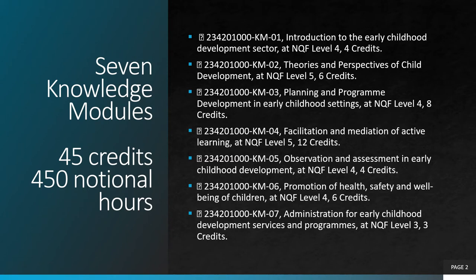The second module, KM2, is going to involve theories and perspectives of child development, and this is on an NQF Level 5, and that is 6 credits. So 6 credits equals 60 notional hours. So once again, the average student will work 60 hours on this specific module.